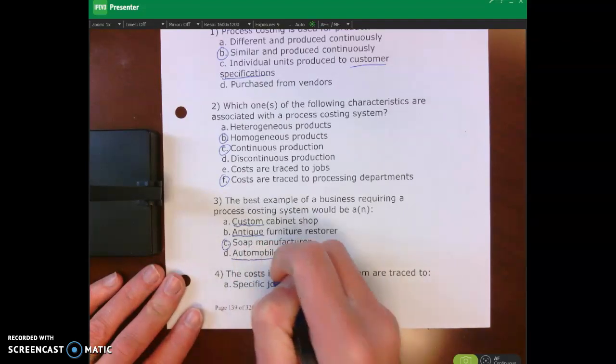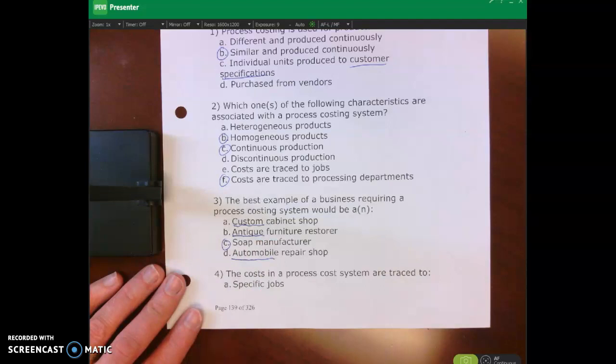Same idea with an automobile repair shop. That would also be job order costing. If you had your car repaired, they track the cost to fix your car. They say, your muffler was out, we had to buy a new muffler. Here's the materials, the new muffler cost. And then it cost us 5 hours of labor to fix your muffler at $100 an hour. That's $500 of labor cost. We're assigning that to the job, which is fixing your car. So that would also be job order costing.